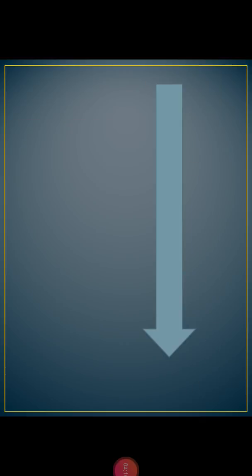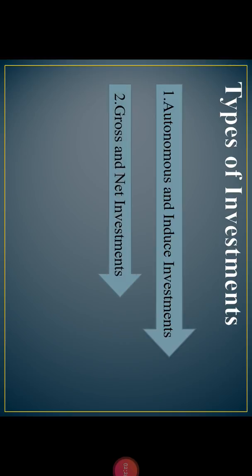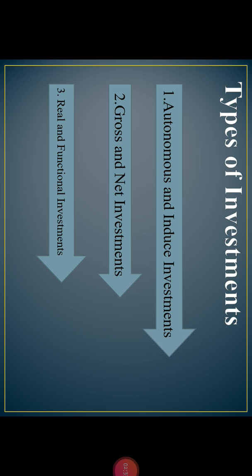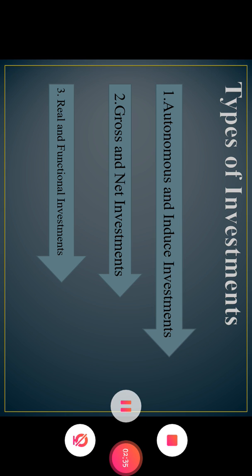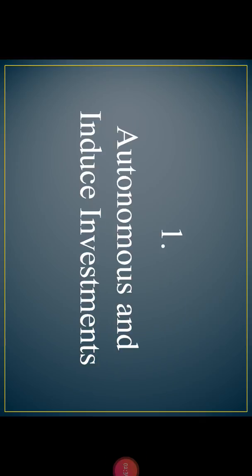Now we are going to see in detail the types of investments. The very first type, the autonomous and the induced investments. Second, gross and net investment. Third, real and financial investment. The very first type of investment is the autonomous and the induced investment.